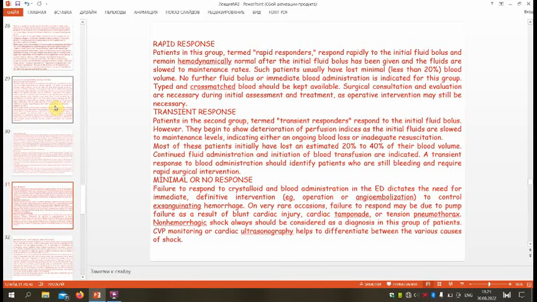Minimal or no response. Failure to respond to crystalloid and blood administration in the emergency department dictates the need for immediate definitive intervention to control exsanguinating hemorrhage. On very rare occasions, failure to respond may be due to pump failure as a result of blunt cardiac injury, cardiac tamponade, or tension pneumothorax. Non-hemorrhagic shock always should be considered as a diagnosis in this group of patients. CVP monitoring or cardiac ultrasonography helps to differentiate between the various causes of shock.